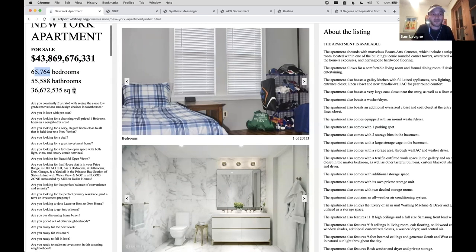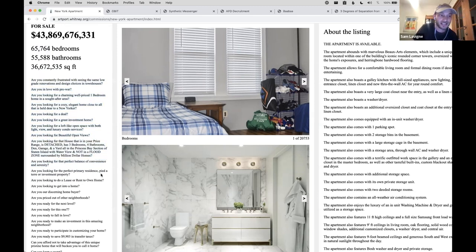So the first section contains every single question in all of the listings, right? Are you looking for a charming, well-priced one-bedroom home in a sought-after area? Are you looking for a cozy, elegant home close to all that is held dear to you in New York? Or are you looking for a deal? Are you looking for a great investment home? Are you looking for a loft, open space with light, views, luxury condo services? Are you looking for beautiful open views, and so on, right?